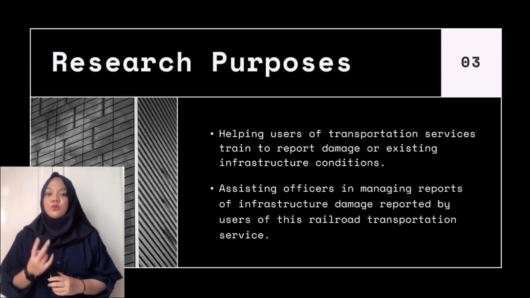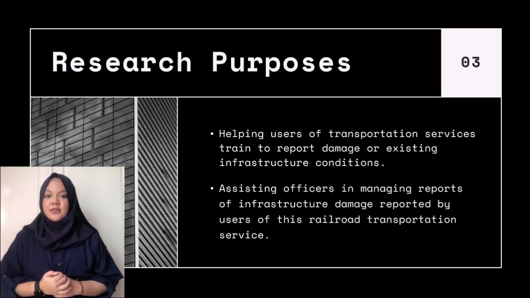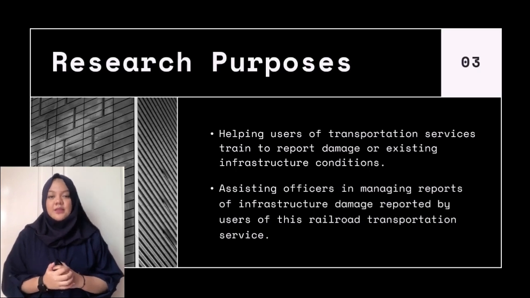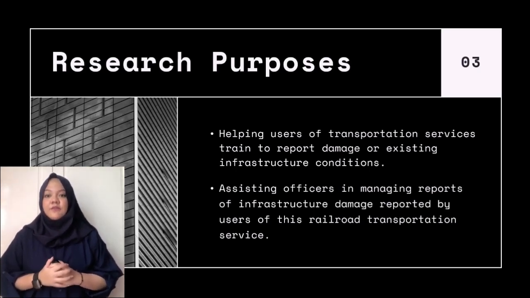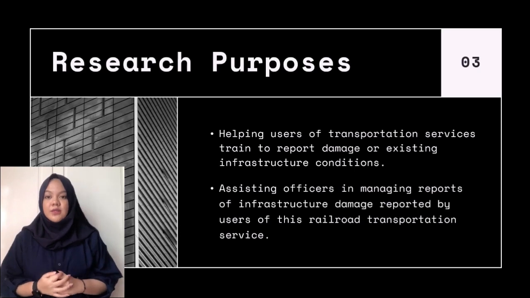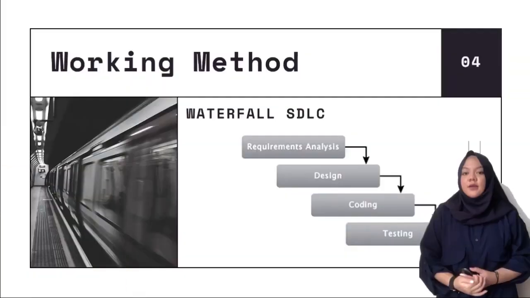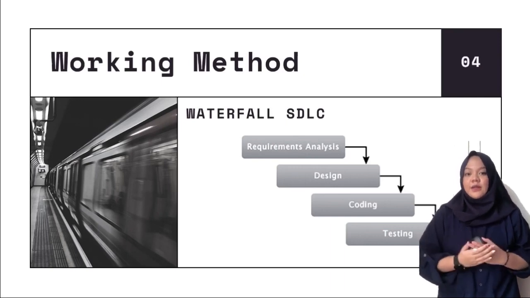Okay, the next one is research purposes. There are also two research purposes for this case. The first one is helping users of transportation service train to report damage or existing infrastructure condition. And then the second one is assisting officers in managing reports of infrastructure damage reported by users of this railroad transportation service.